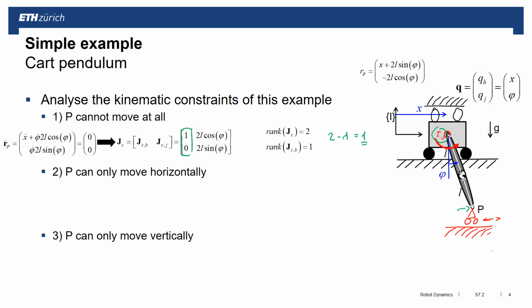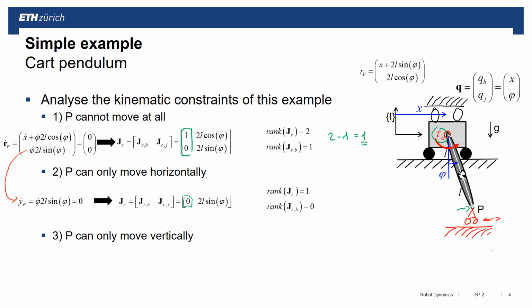So what does that mean? That means that Y dot, so this second line here, must be 0, and hence the contact Jacobian looks the following way. I have a JCB, so the base part of it, which is 0, and I have a JCJ, which is 2L sine phi. If I analyze now the rank of this Jacobian, I see that the rank of JC is equal to 1, and the rank of JCB is equal to 0.